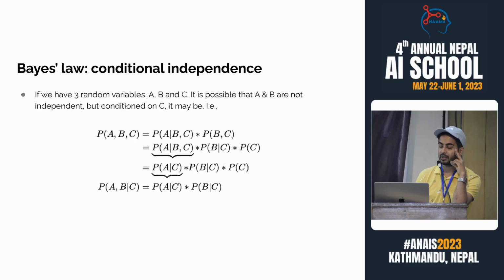What we mean by that is the probability of A comma B given C equals the probability of A given C times the probability of B given C. This is the idea of conditional independence. If we did not have C, A and B would not be independent, but given C, these things are independent. This is also helpful in certain modeling situations, as we'll see. I'll give an example.